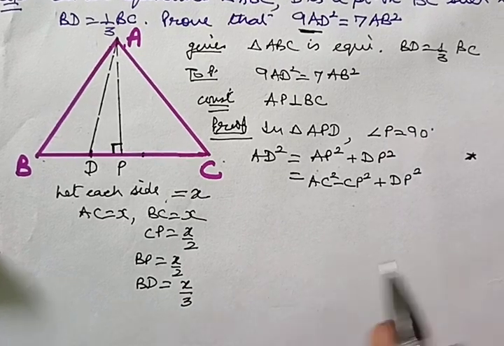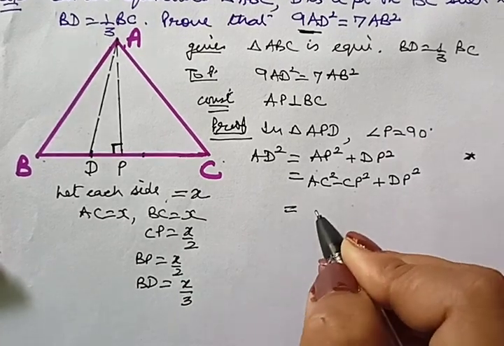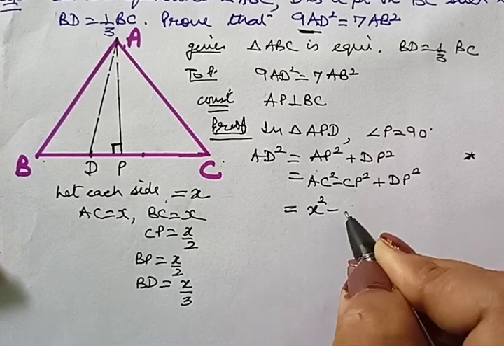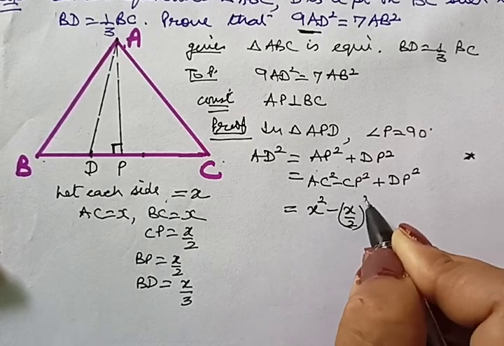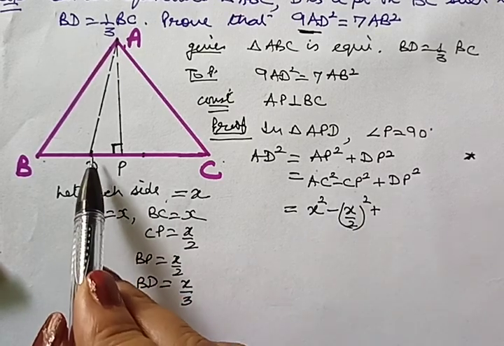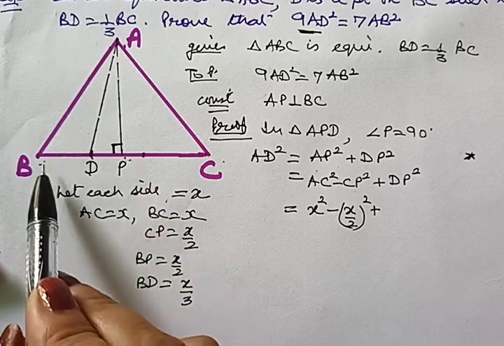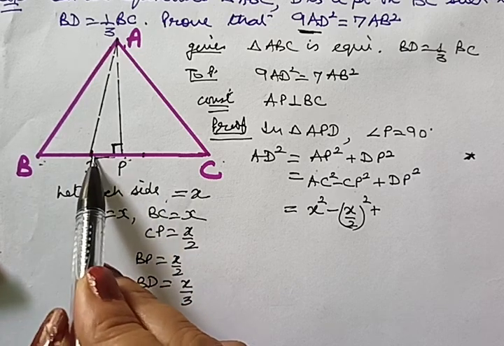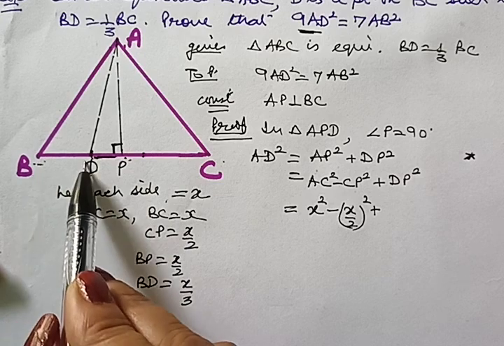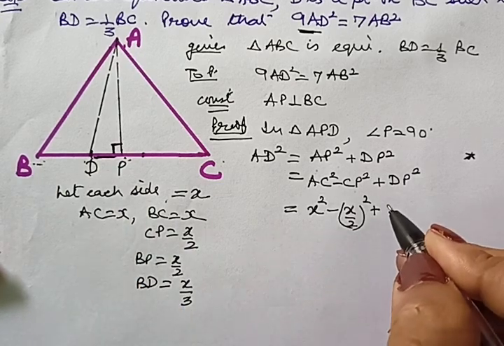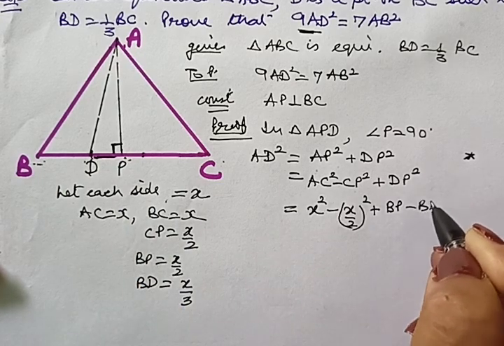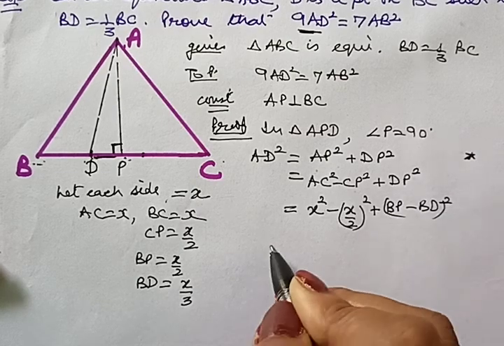Right? Now let's get to the question. AC I replace by x square. CP I replace by x by 2 whole square. And DP, you see, can I write DP as BP minus BD? DP can be written as BP minus BD. So let me increase a step for you. BP minus BD whole square. In the next step, I will write these values.